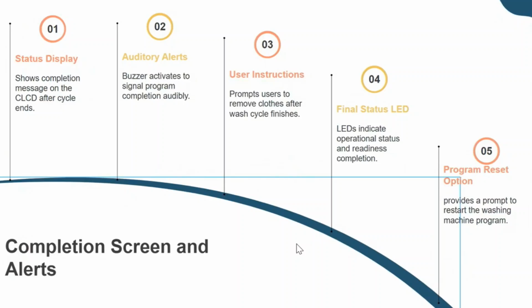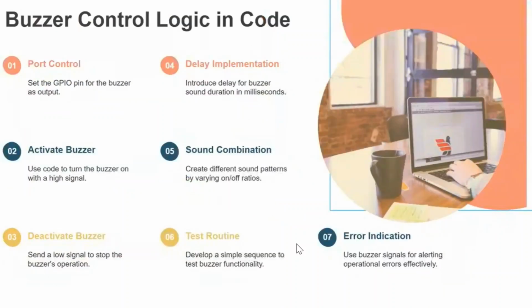Before I have said program reset option. This is the program reset option. Provides a prompt to restart the washing machine program. Buzzer control logic. This is the logic we have dumped in the code.